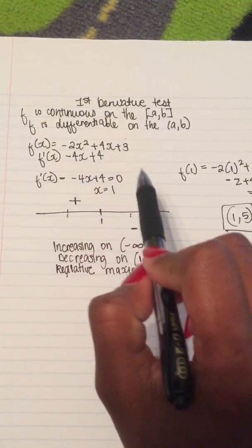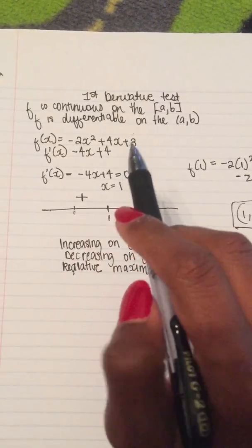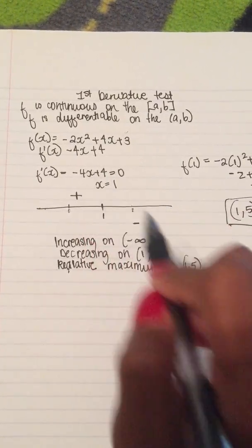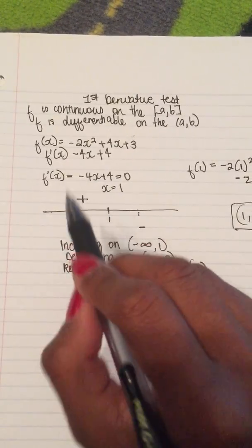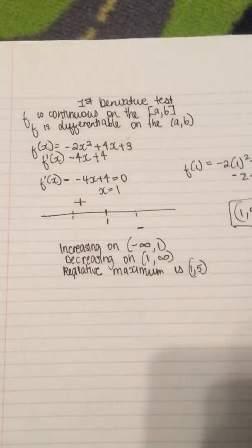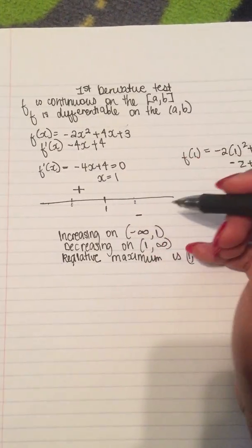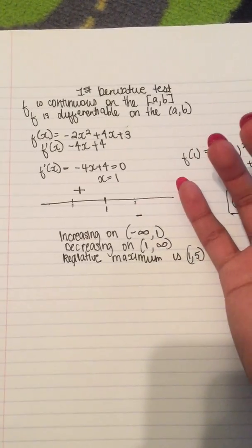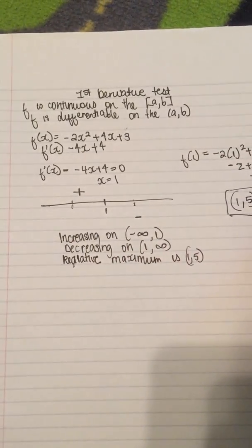So you see you can use the first derivative to find the critical points, by setting the first derivative equal to 0, and then use that critical point to find the positive values and the negative values, and see where your max and mins are. Whenever you have a max, it goes from positive to negative. Whenever you have a relative minimum, it goes from negative to positive.